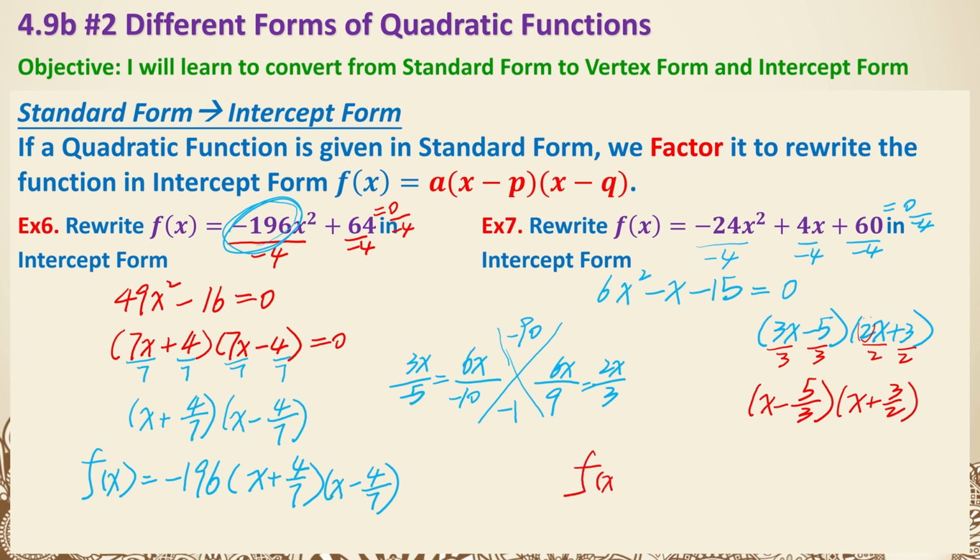Final answer, f of x equals, don't forget, we're using the leading coefficient in the original function, not after we have divided everything by negative 4. There was a negative 24 times x minus 5/3 and x plus 3/2. That is example 7, and that is everything for this 4.9b lesson.